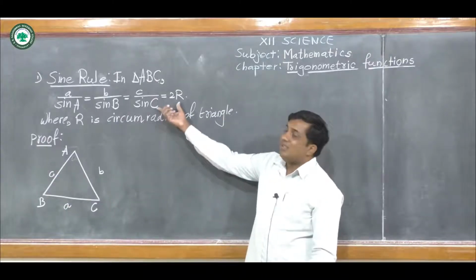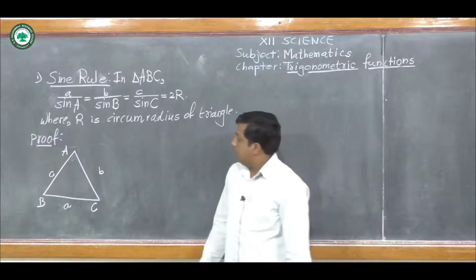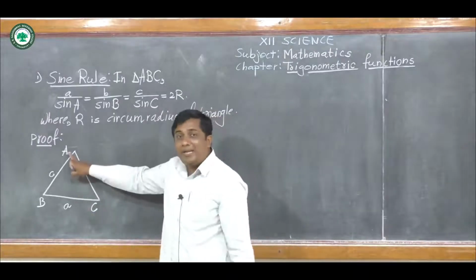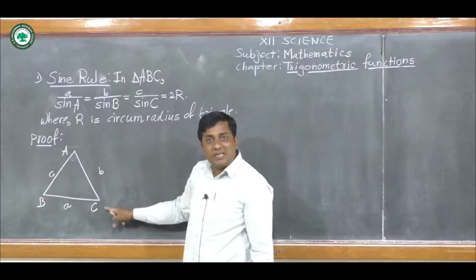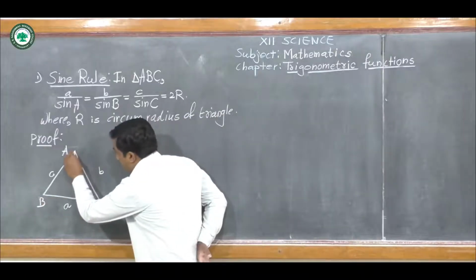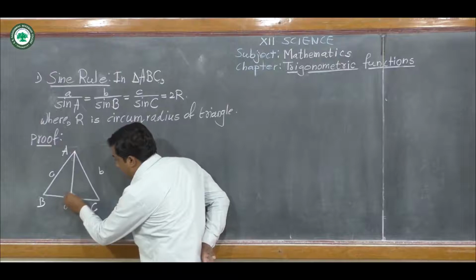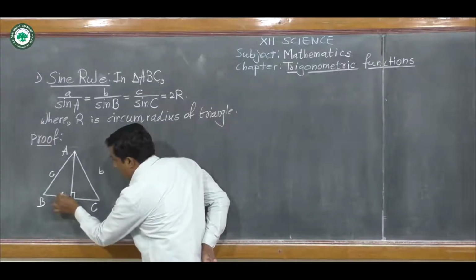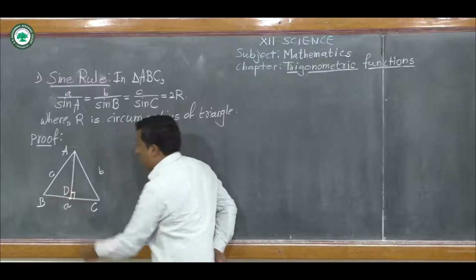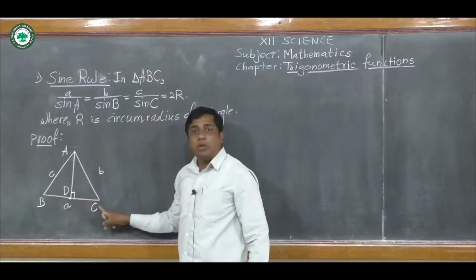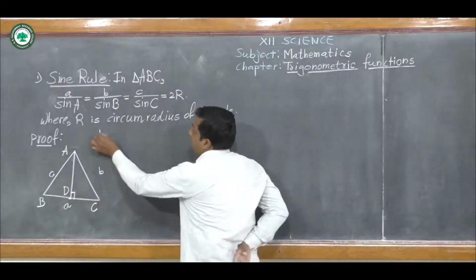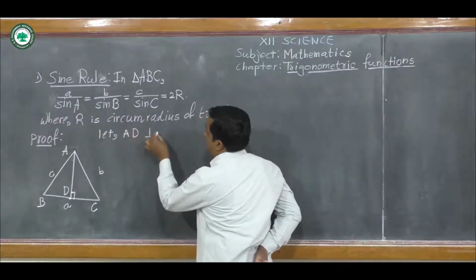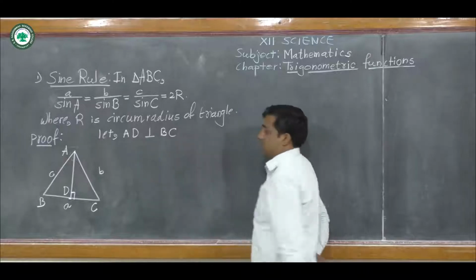Now to prove this relation, we consider one perpendicular drawn from the point A to BC. Like this, AD is a perpendicular. Let this point be D. So AD is perpendicular to BC.